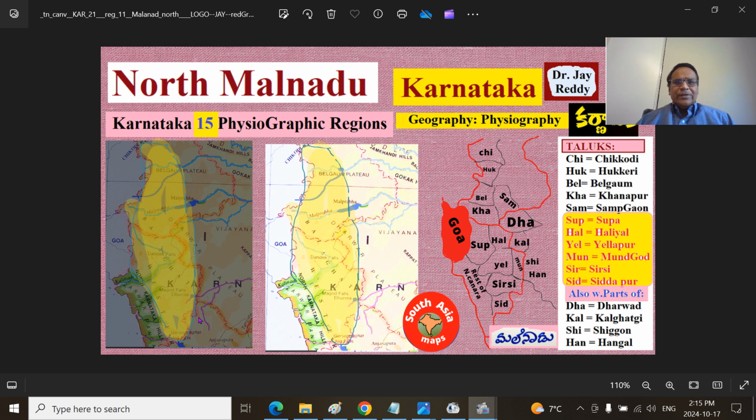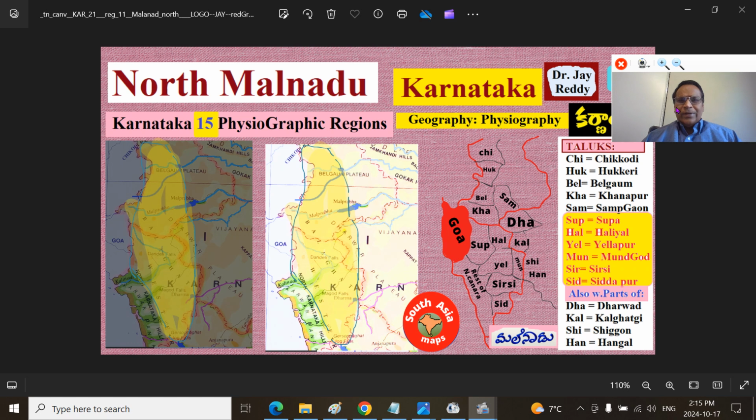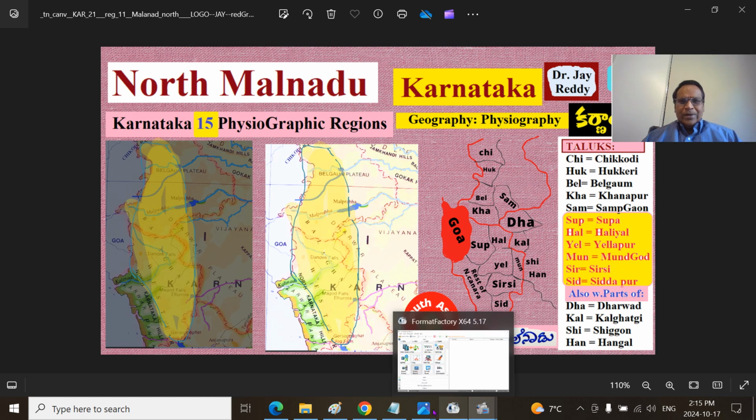This is broadly the region, the Malnadu region or Malenadu region.